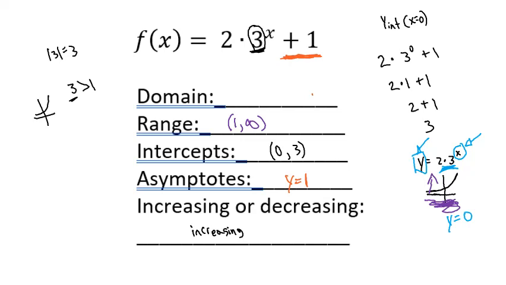And if we look at our domain, whether we go to the left or we go to the right, we will always have an x value that we can input. In other words, we can put any number that we want for a power and it will be okay. So our domain would be from negative infinity to positive infinity.